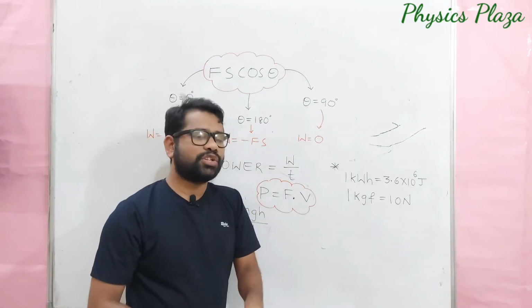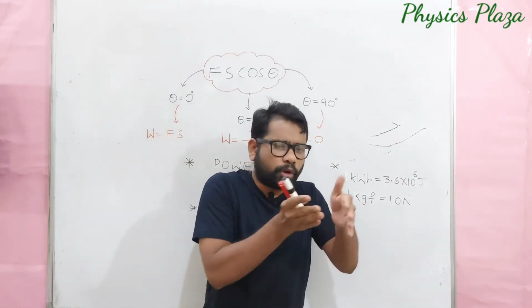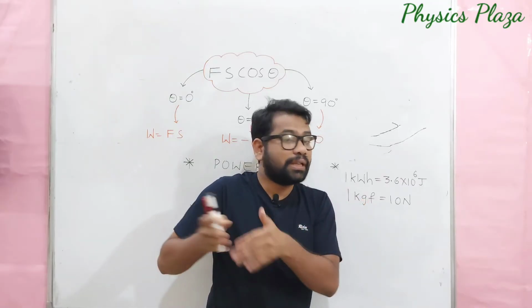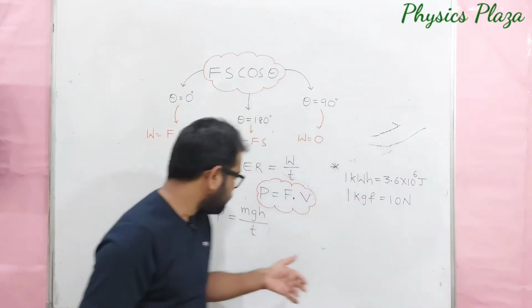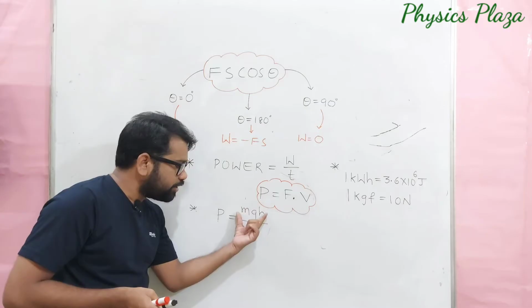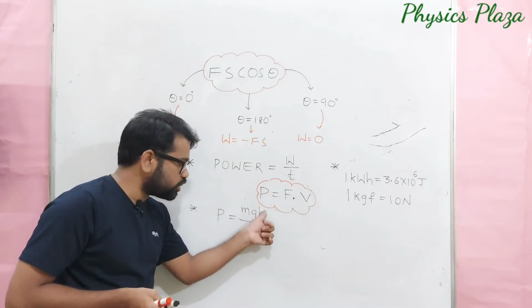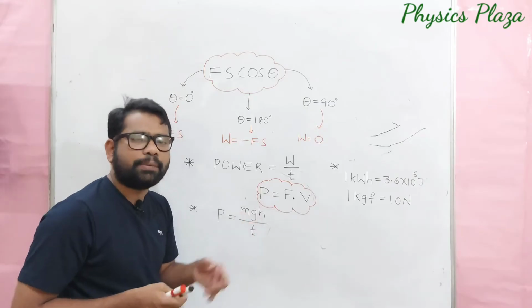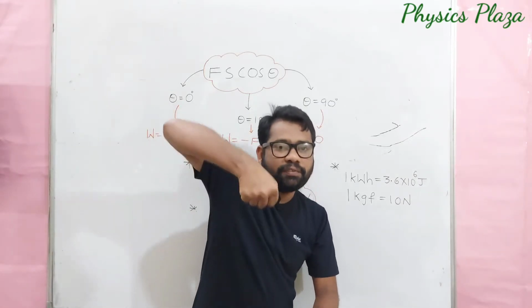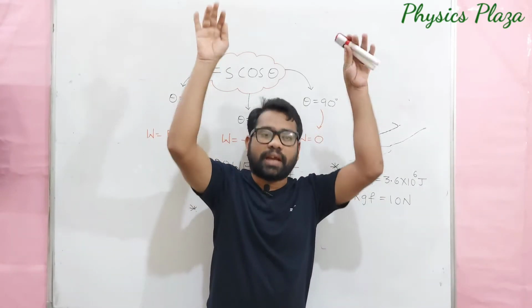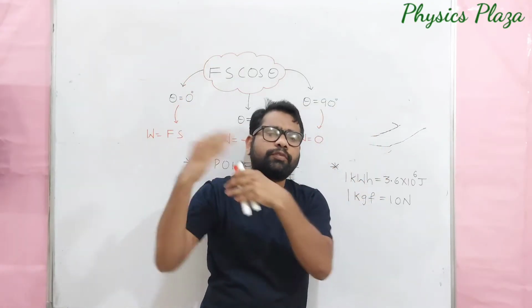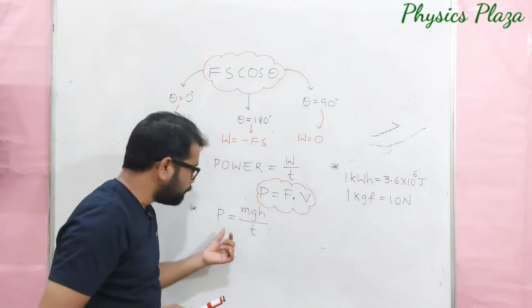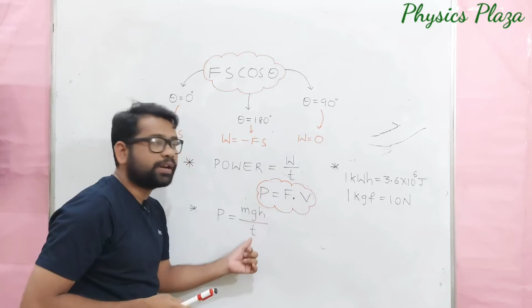Even sometimes, dear children, they will talk about potential energy in terms of time, and then ask us to calculate the power. There power is equal to gravitational potential energy mgh divided by t, that is, the work done by gravity. If something is being lifted or placed at a certain height, and they talk about the work done and the power, there we can use P = mgh/t.